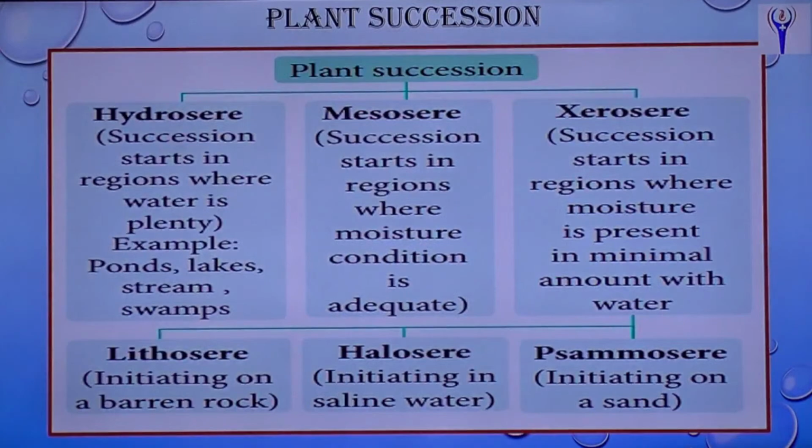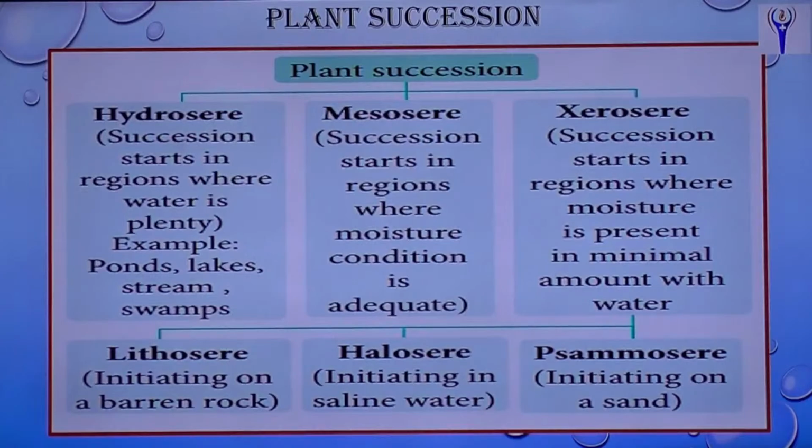And what is plant succession? Plant succession is of three types: hydrosere, mesosere and xerosere. Hydrosere means succession starts in regions where water is plentiful. Examples: ponds, lakes, streams, swamps. Mesosere means where the moisture condition is adequate. And the next is the xerosere. It happens where moisture is present in minimal amount with water.